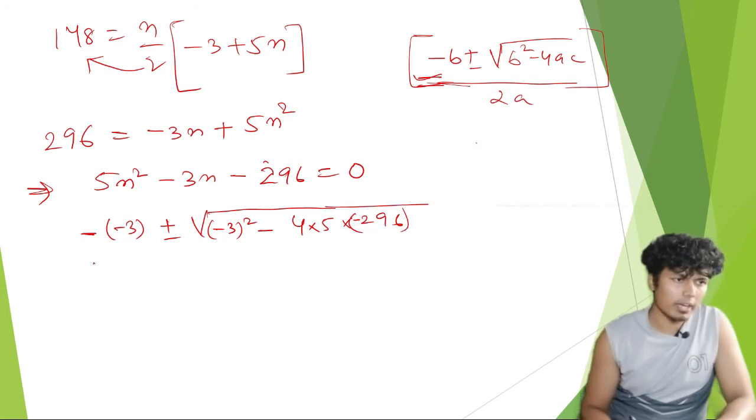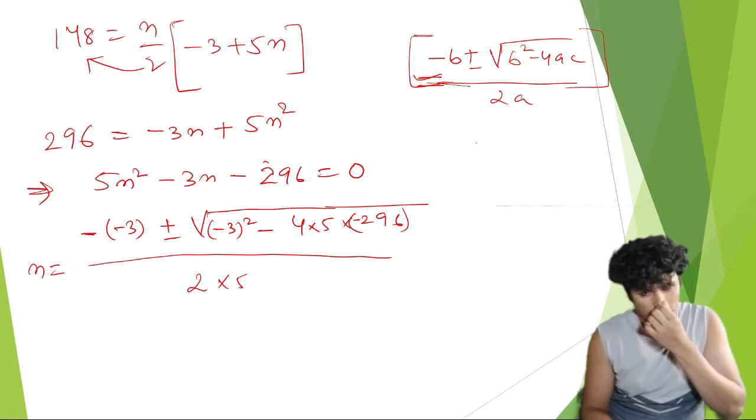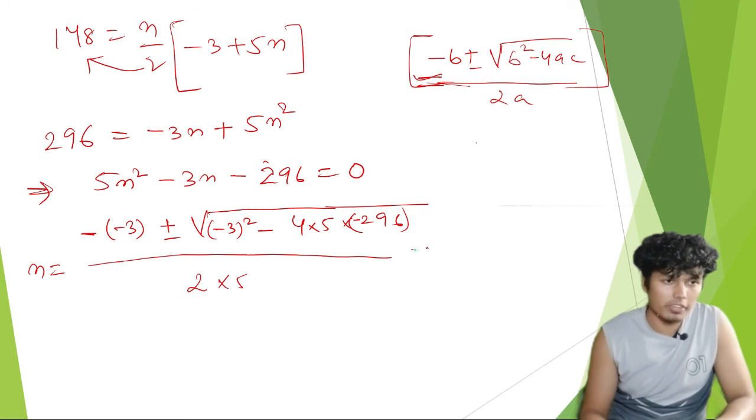Okay, divided by 2a. What is a? Into 5. Okay, these are the values of n. We are finding the value of n, that are also called roots. So minus into minus, plus 3 plus minus root over 3 square is 9 minus 4 into 5 is 20.